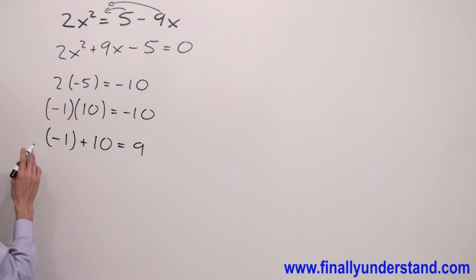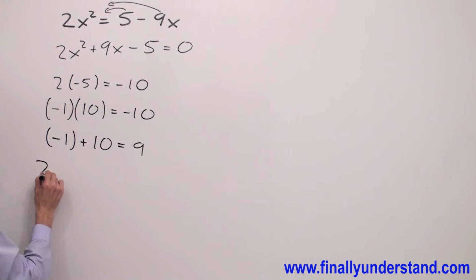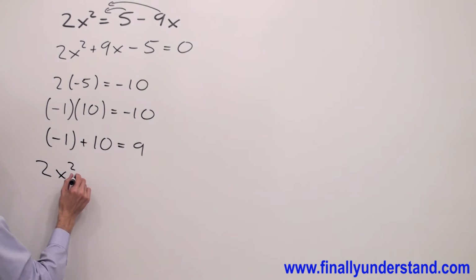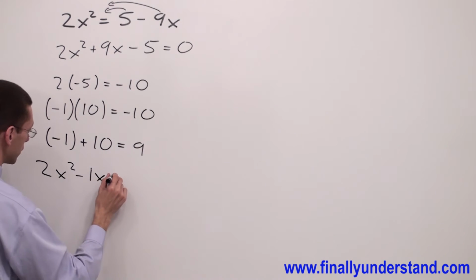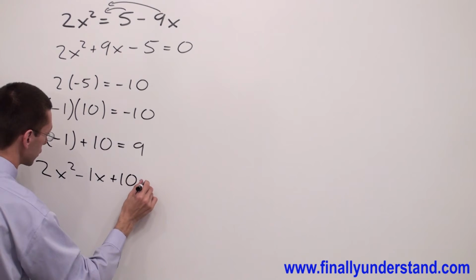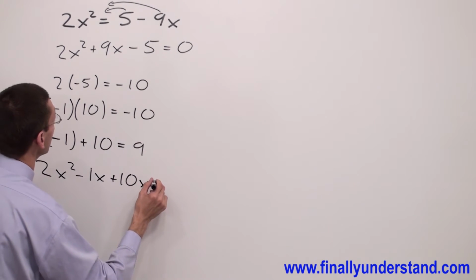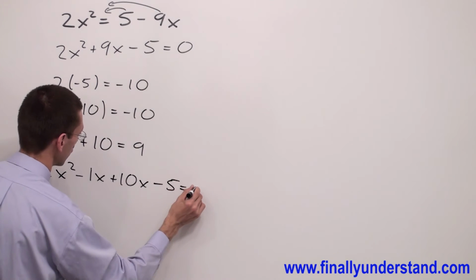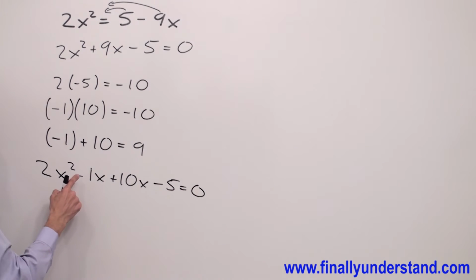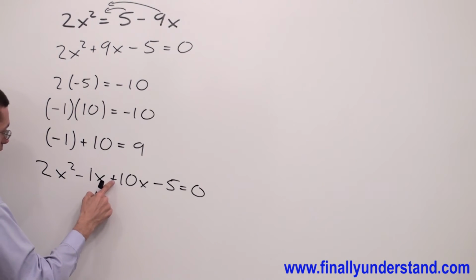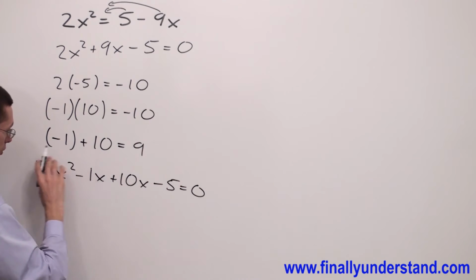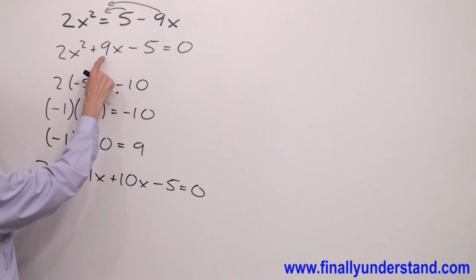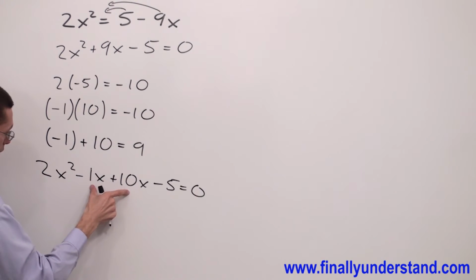So I can rewrite this equation right now as 2x squared minus 1x, I can say, plus 10x, and I have minus 5 is equal to 0. Minus 1x plus 10x is equal to 9. So this is nothing else, just my original equation with 9x written in this way.